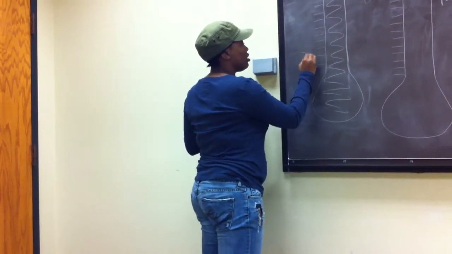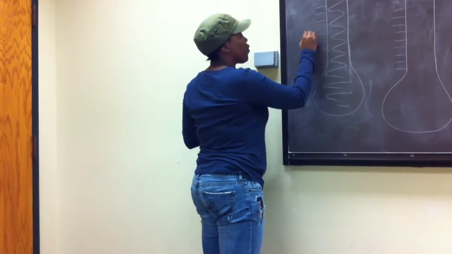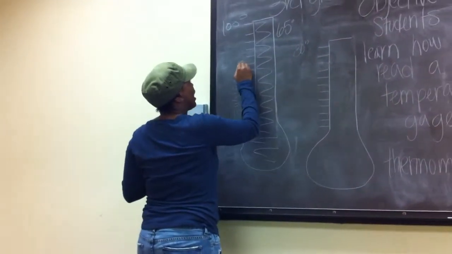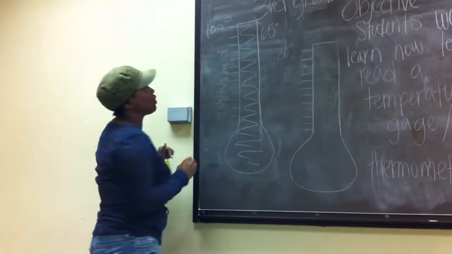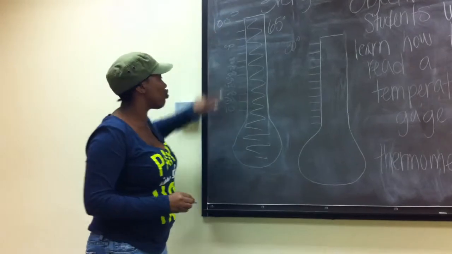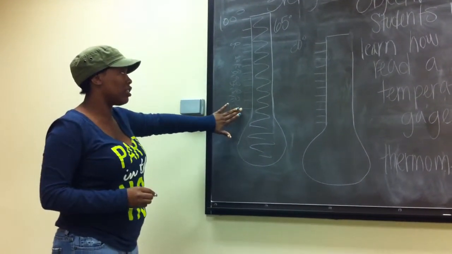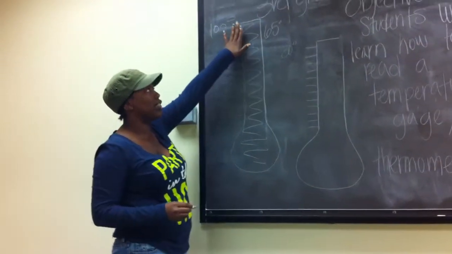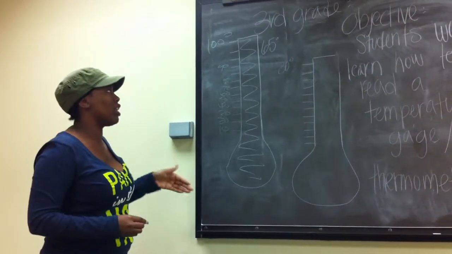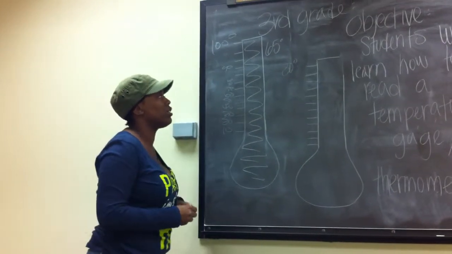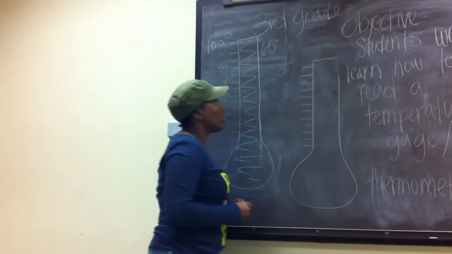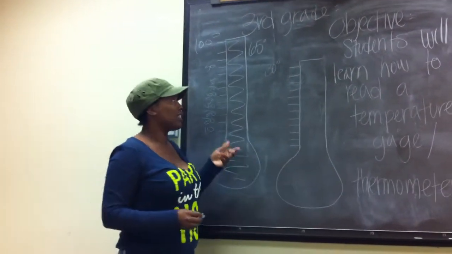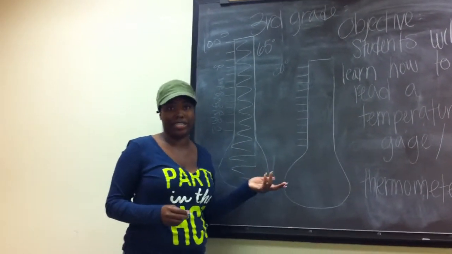So 10, 20, 30, 40, 50, 60, 70, 80, 90, and 100. So I know it is 100 degrees because my marks on the left-hand side tell me that it counts to 100 and it's filled all the way to the top. That's how I know it's 100 degrees. Okay, the next thermometer says it's 30 degrees.